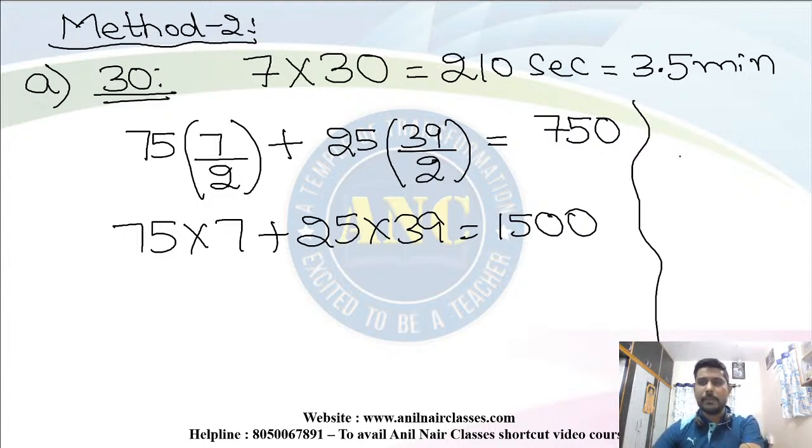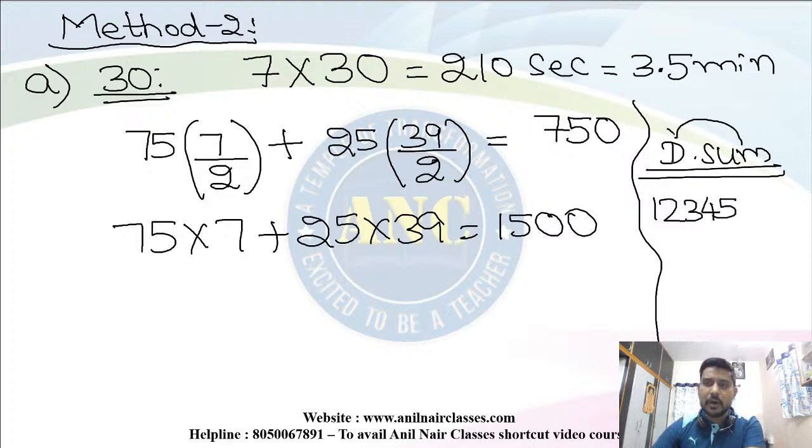For all the people who don't know the digital sum concept, suppose I have a number, one small example. I have the number 1, 2, 3, 4, 5. Digital sum is the sum of the digits.